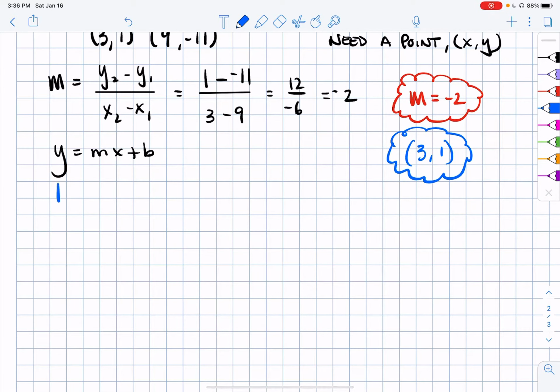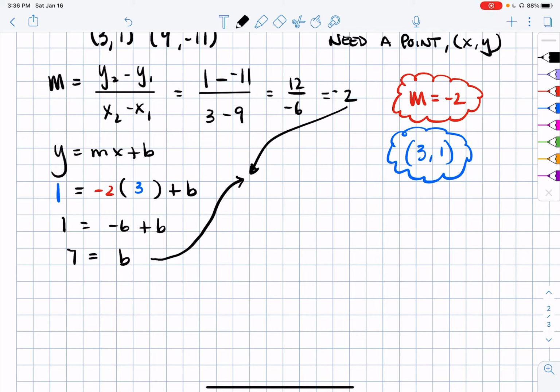So y is 1, and that's going to equal -2 times 3 plus b. So I have 1 equal to -6 plus b, and b is going to equal 7. So if I use the slope and b, I should be able to get y equals -2x plus 7.